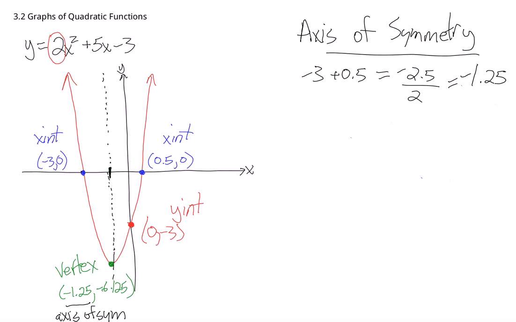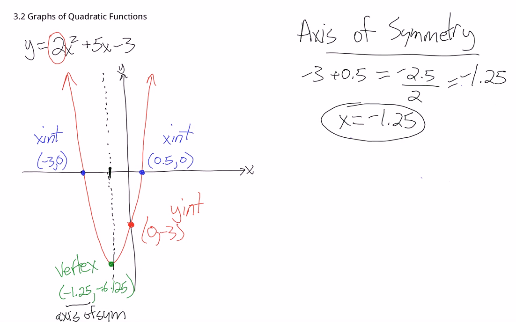Okay, so all we have to do is look at the vertex and say our axis of symmetry is x equals negative 1.25. That's the easiest way to do that one. It's the x-coordinate of your vertex. But we could also take any two coordinates on the graph that are across from each other and figure out what's halfway in between.